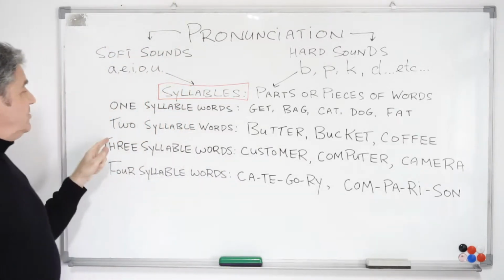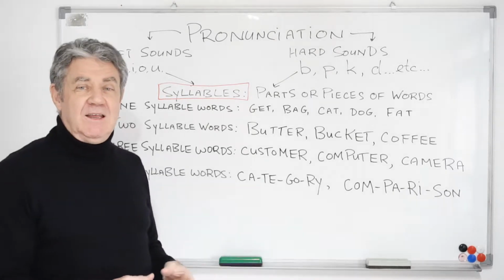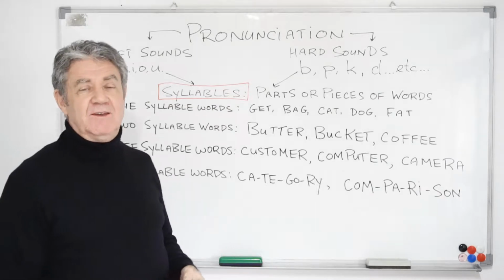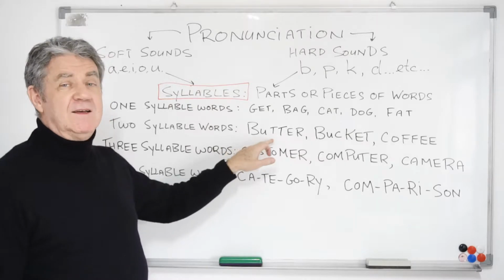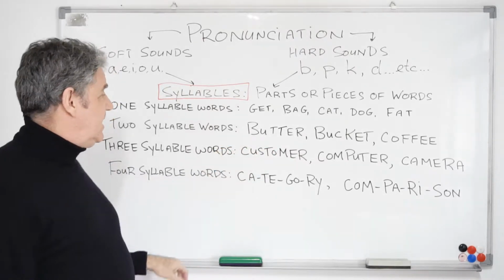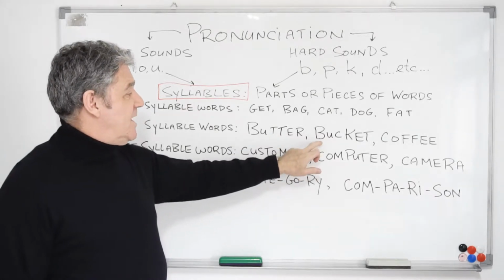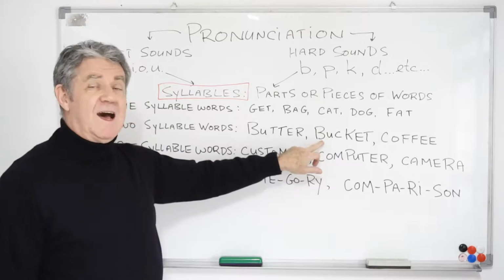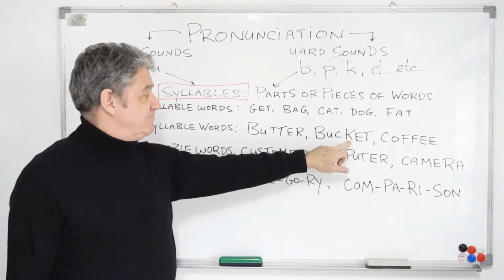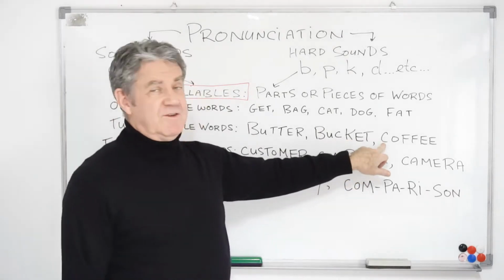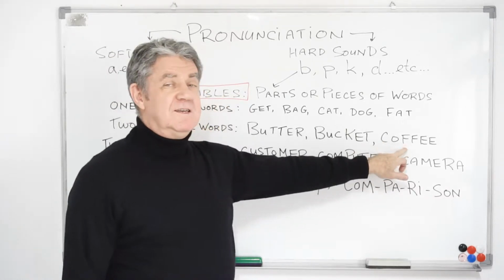Let's have a look at two syllable words, because really all we have to do now is keep adding the syllables together, just put them together to make bigger and bigger words. So the first word is butter. The hard sound is the B and the soft sound is u, butter. The next one is bucket. We've got a hard sound in B, and a hard sound in K, bucket. Of course, everybody's favorite, coffee. The hard sound is K in co, and F in fee.